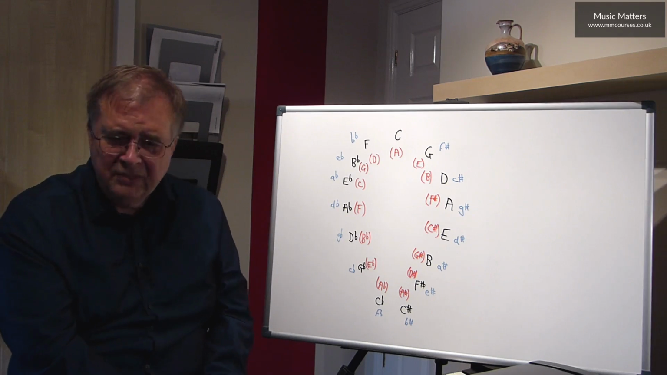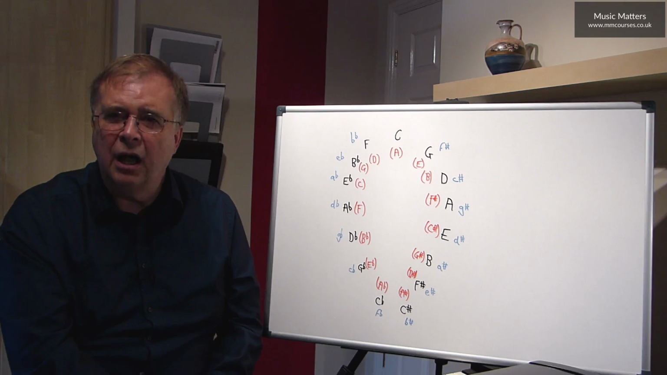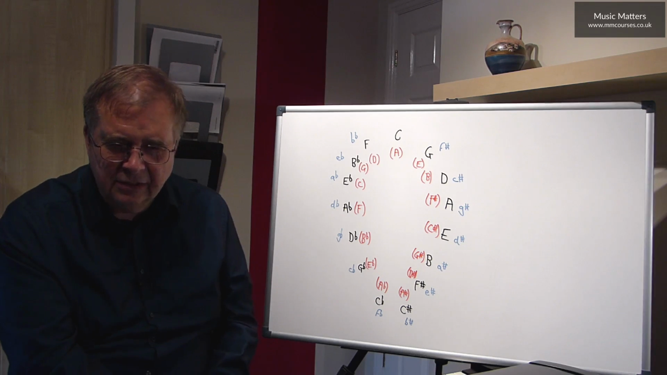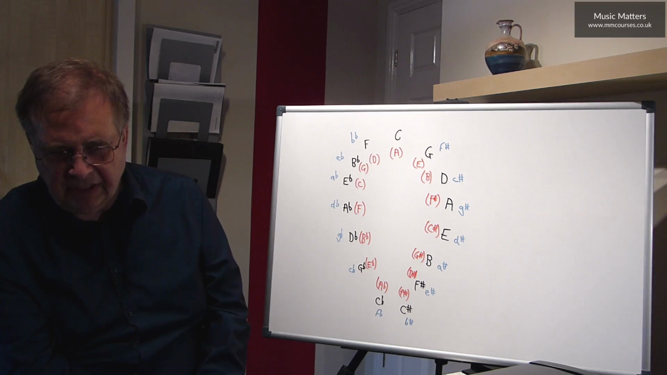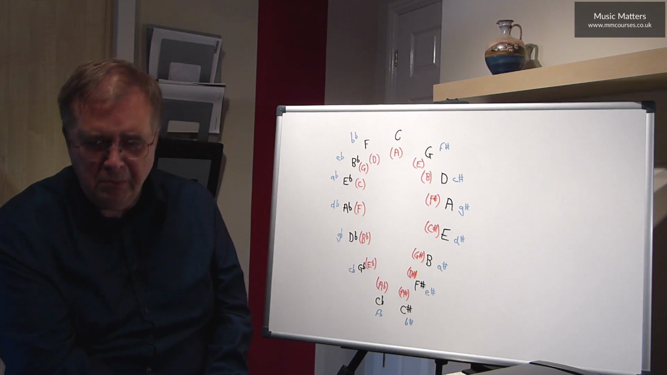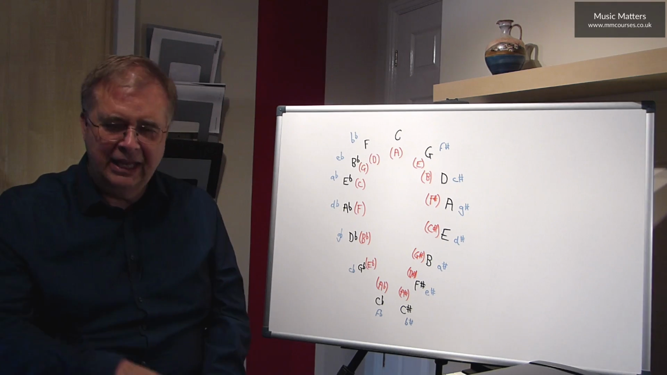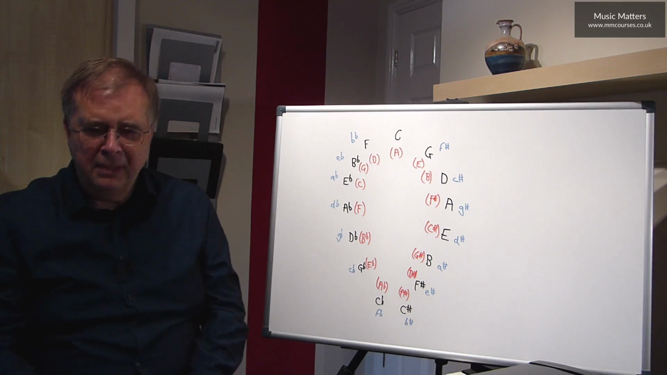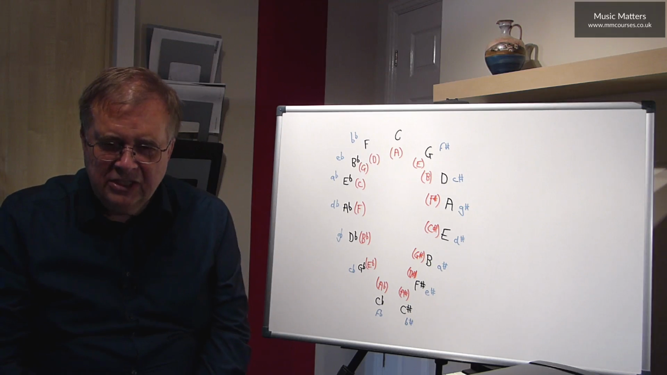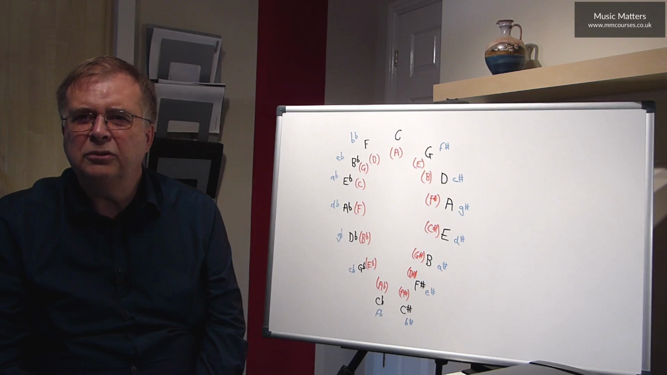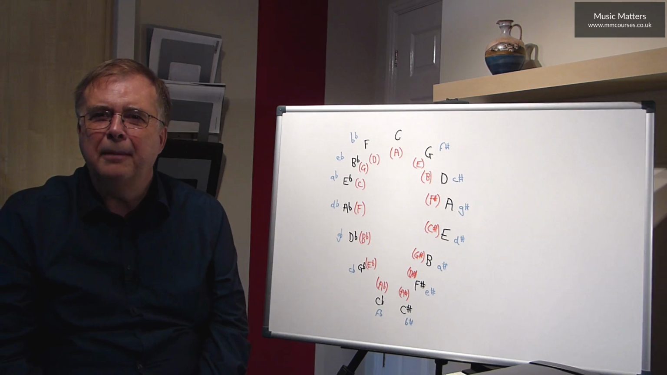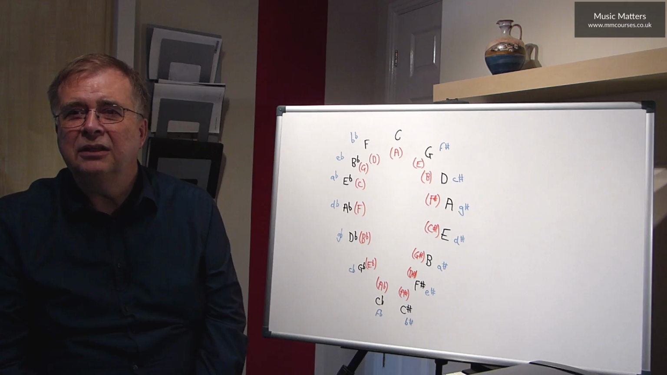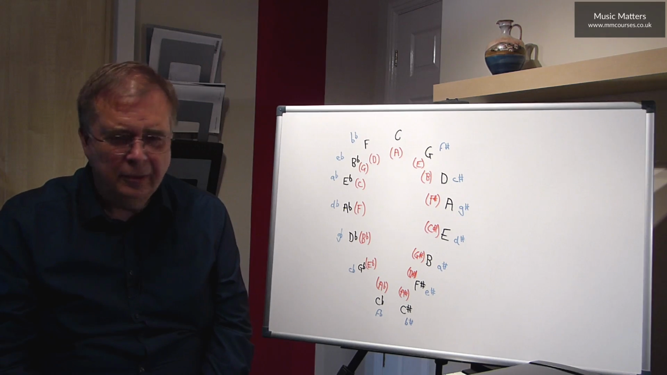Question 6. What's the difference between a harmonic minor scale and a melodic minor scale? Question 7. Can you name a minor scale that might contain a double sharp?